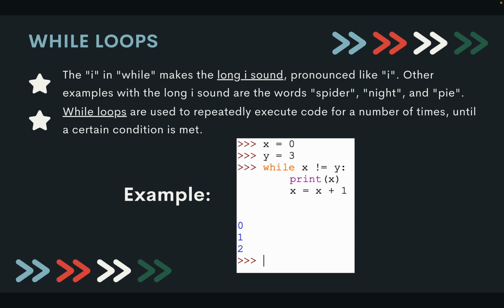So here's an example. We first set x equal to 0 and then y equal to 3. And then while x is not equal to y, we're printing x, and then we're incrementing x by 1. So it'll go through this loop a total of 3 times. And then once x is equal to y, it will terminate from the loop.